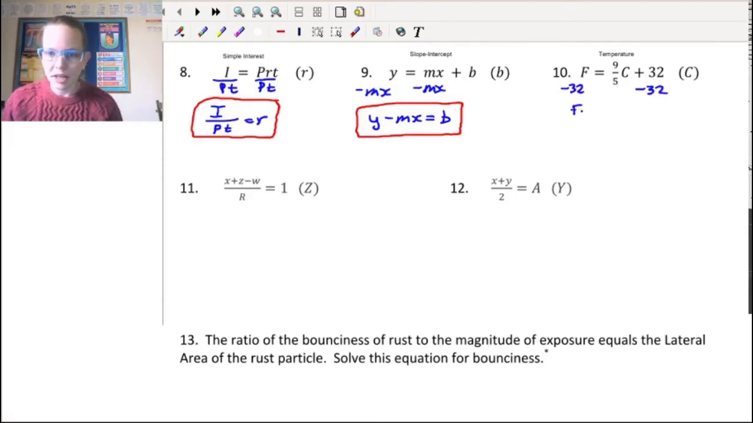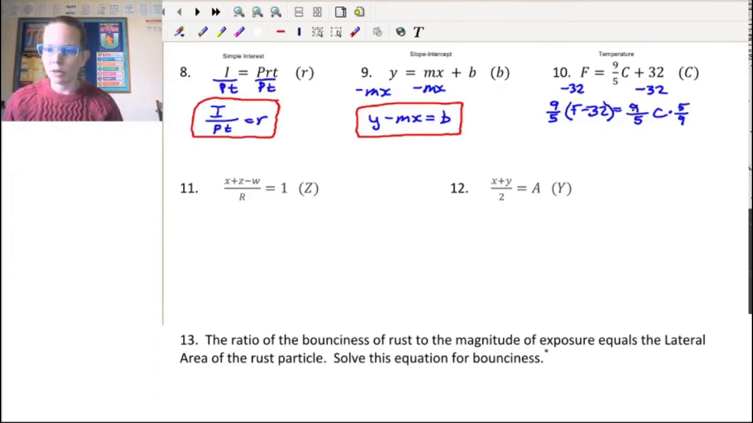So I've got f minus 32 equals 9/5 c. Again, I could divide this 9/5 to the other side, but I'm going to choose the route of multiplying by the reciprocal. So I'm going to multiply both sides by, flip it over, 5 over 9. And when I do that to the left-hand side, sorry, I'm going to add in parentheses. I'm going to make this 9/5.